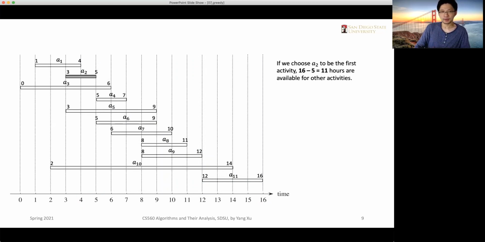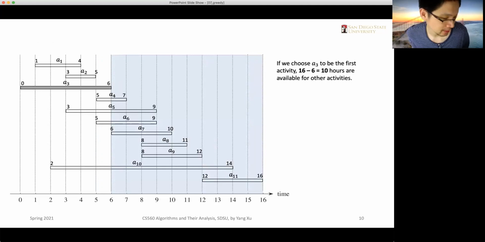Then from 5 o'clock to 6 o'clock, 16 o'clock, which will be 11 hours that are available to other activities, right? Then it makes sense to look at all the other activities, right? If we choose A3 to be the first, then we will have 16 minus 6, okay? Because A3 ends at 6, so we only have 10 hours left, right?